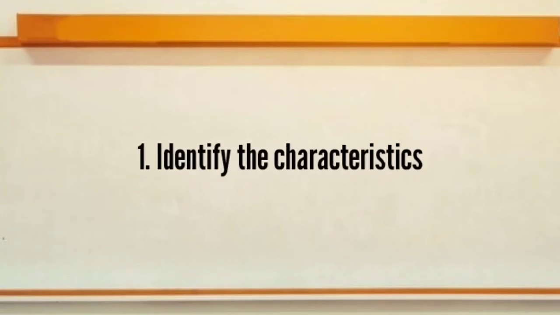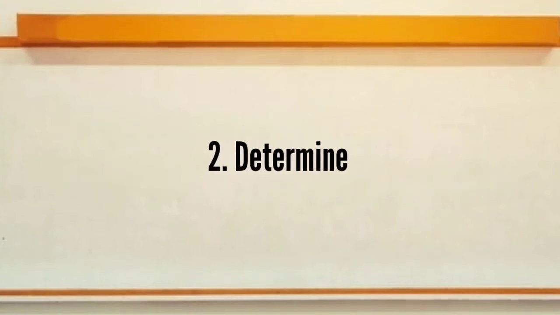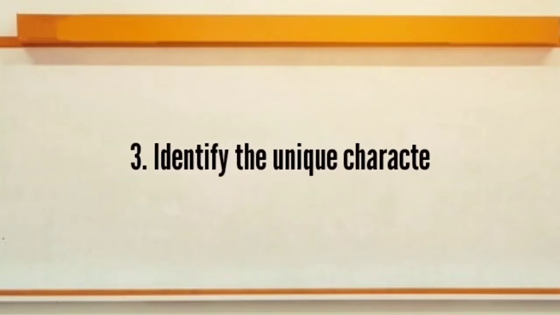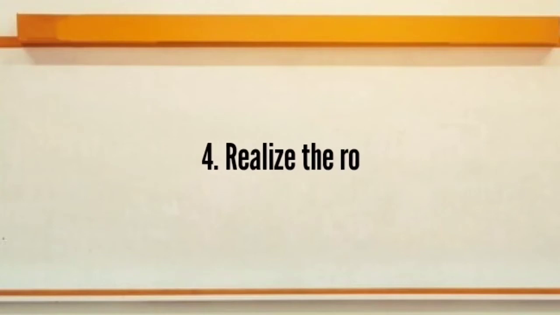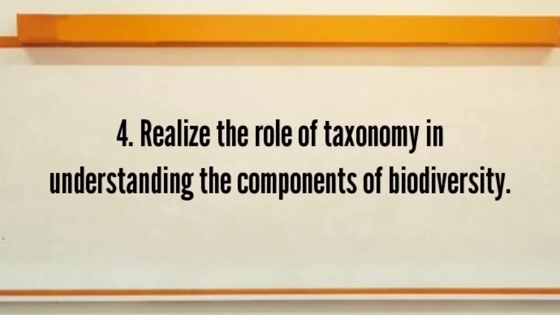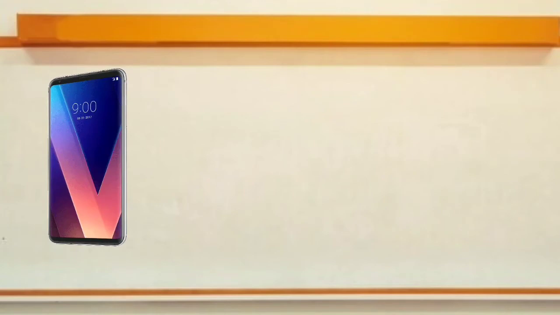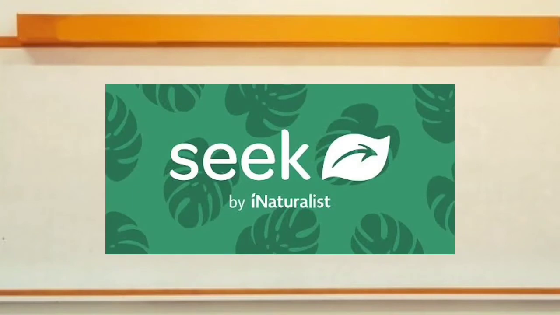By the end of this activity, you will be able to identify the characteristics of different organisms that can be found around the house, determine the name and biological classification of each organism, identify the unique characteristics of a specific taxon relative to other taxa, and realize the role of taxonomy in understanding the components of biodiversity. For our activity, we need mobile phones with camera and internet connection, learning activity sheets, and a pen. Also, make sure that you have installed Seek application by iNaturalist.